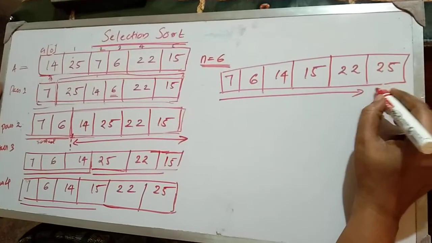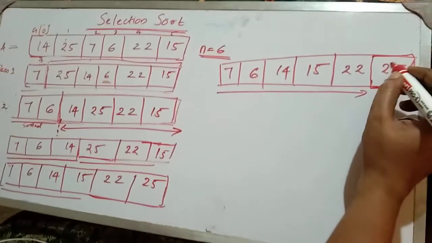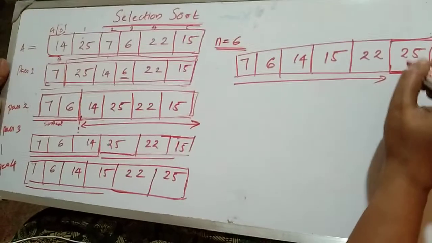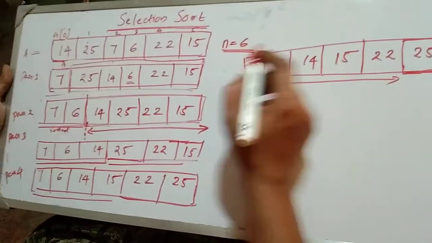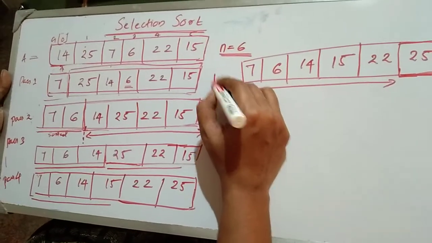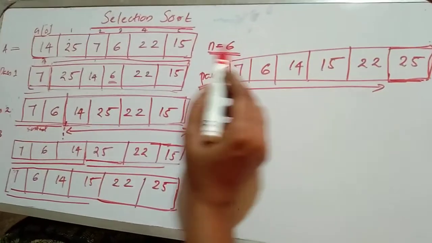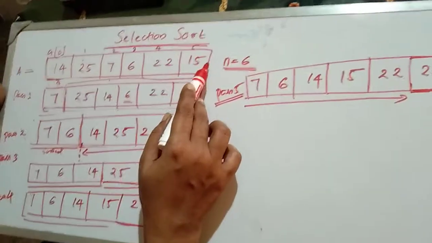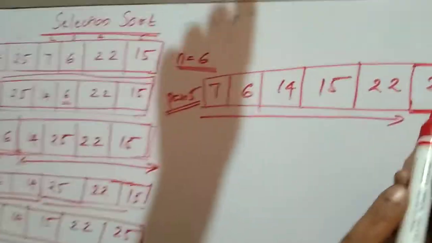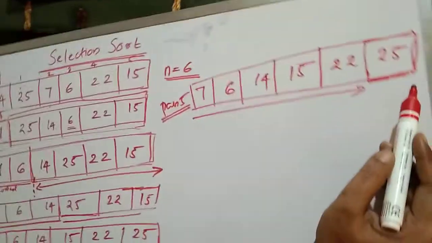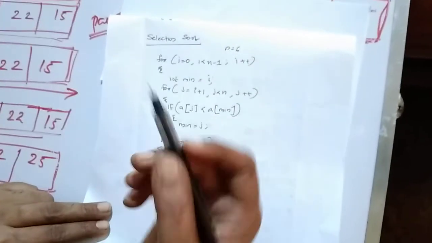And this is the one element in the unsorted subarray, and since it has only one element, we'll consider this as the biggest one in the given list. And now this is pass 5. So our array size is 6 and we have to do 5 passes to come to the sorted array. Okay, so this is the algorithm for selection sort.